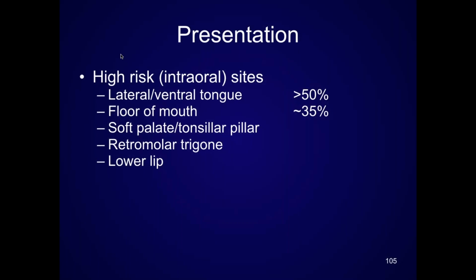So as it turns out, this is kind of like when I was in high school. I was the nerd that used to like to ride in the front of the bus while the rowdy kids in the back would throw spitballs in the back of my head. So these are the spitball throwers. It's posterior oral cavity, oropharynx, and floor of mouth. That's your high risk sites.